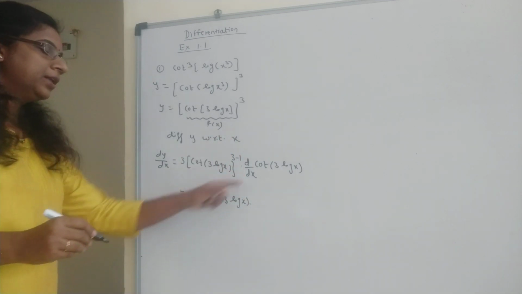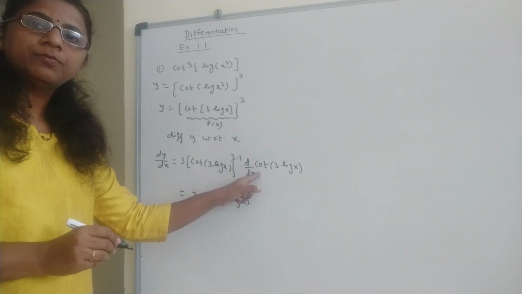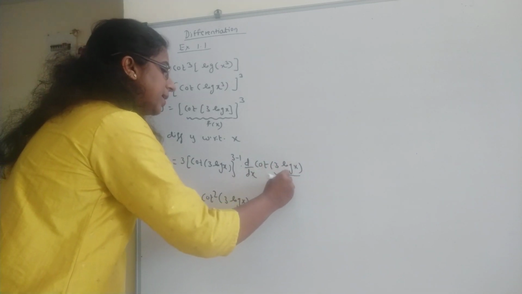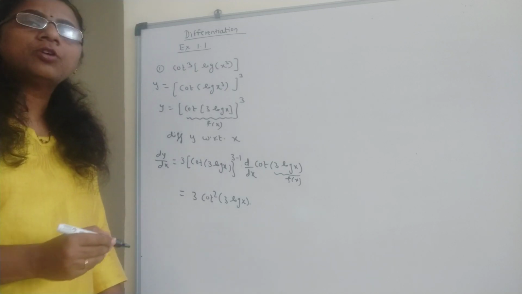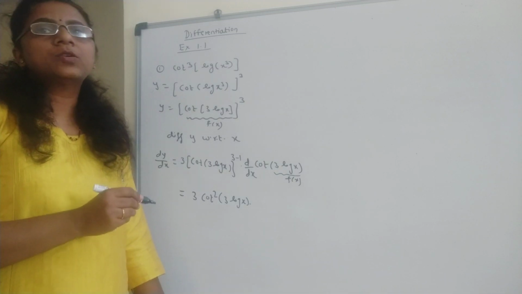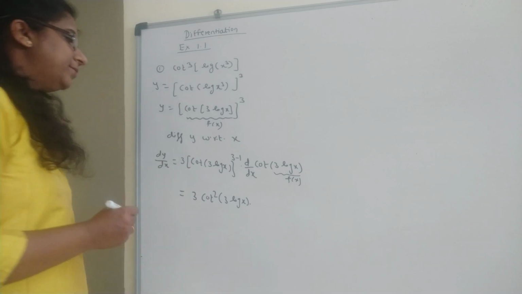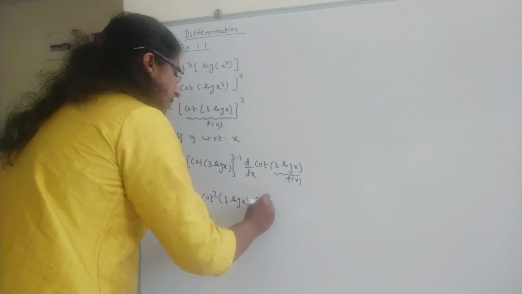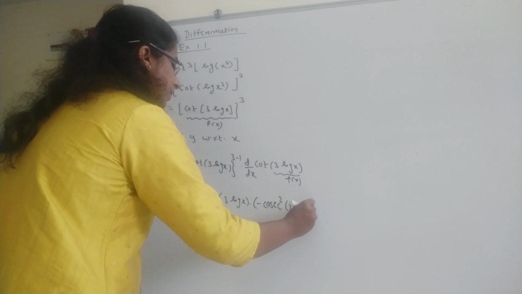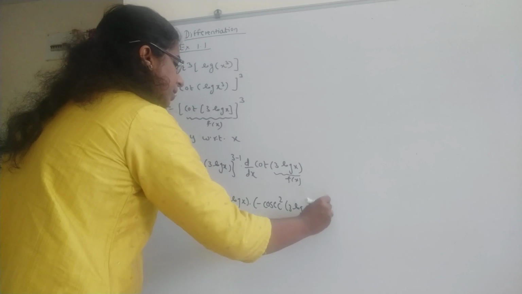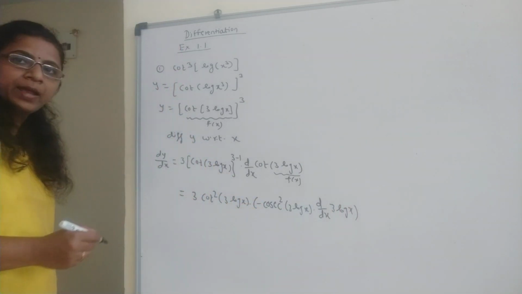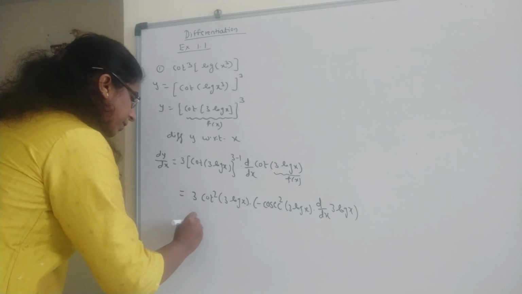Now consider this function. Again it is a composite form. The outer function is cot, and we consider the inner function as f(x), so this is like cot of f(x). Now what is the derivative of cot of f(x)? It is minus cosec square of f(x) into f dash x. That is minus cosec square of 3 log x multiplied by the derivative of the inner function, that is the derivative of 3 log x. Okay, and we write the minus sign here.